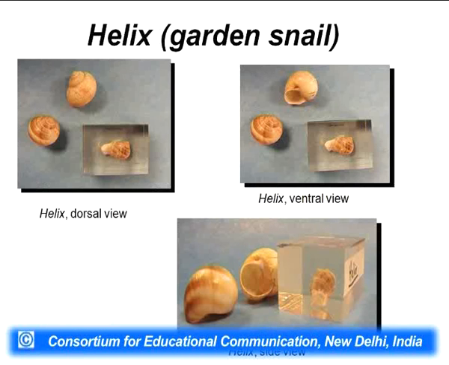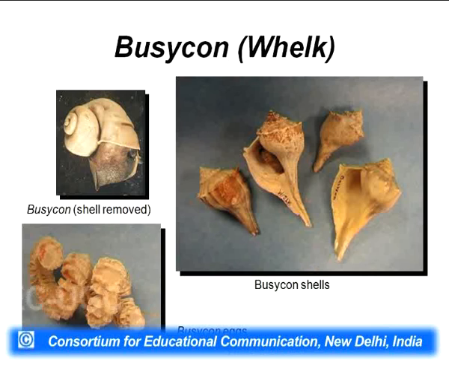The gastropods show different examples where the spirally coiled shell is present. If we are familiar with the shankh which is used in the temples for blowing, which is found in religious ceremonies, that is also a shell of a gastropod.